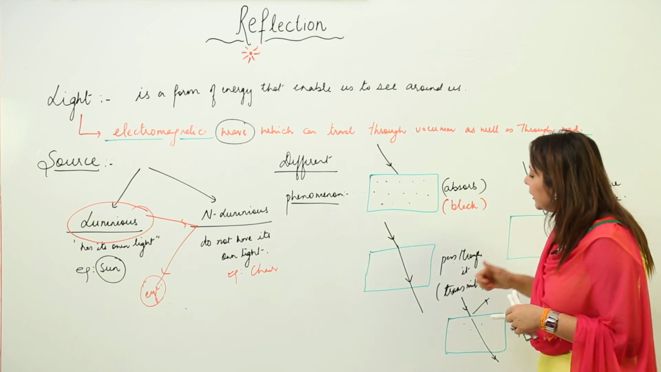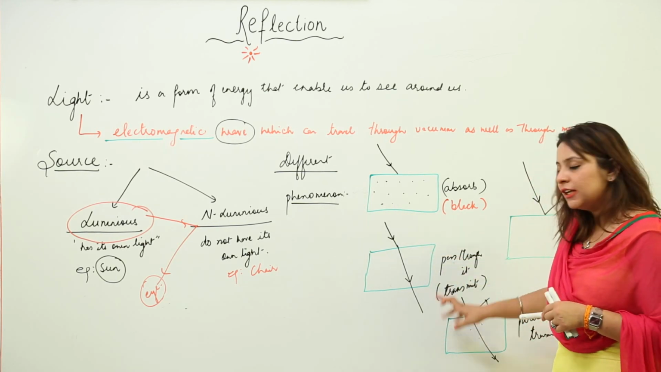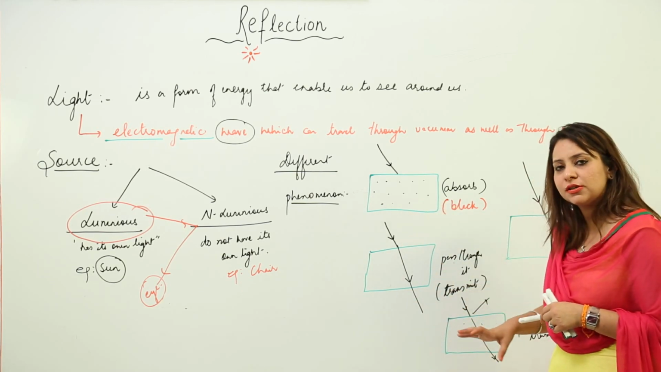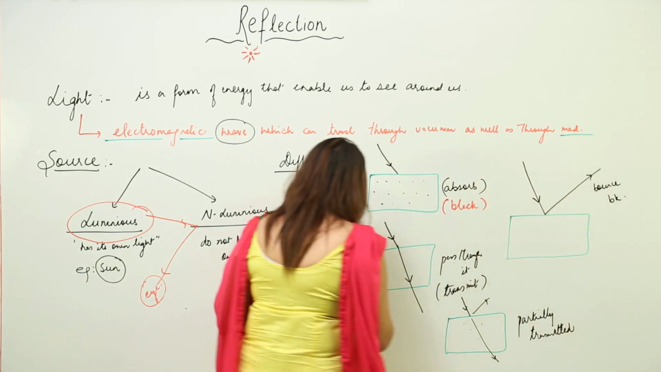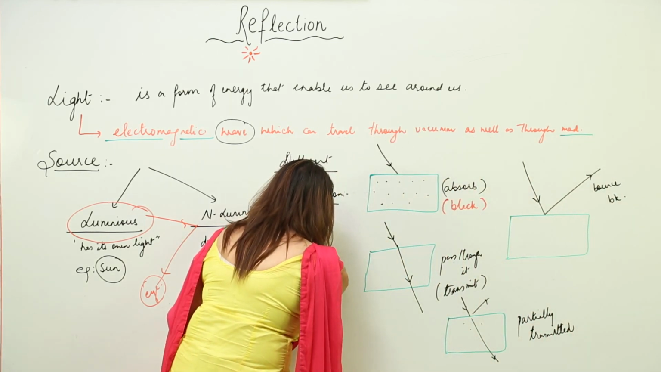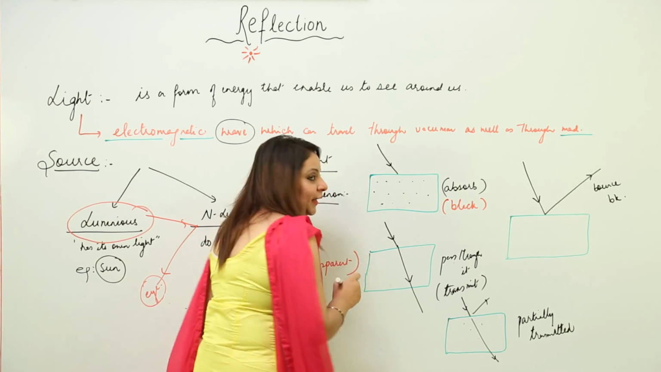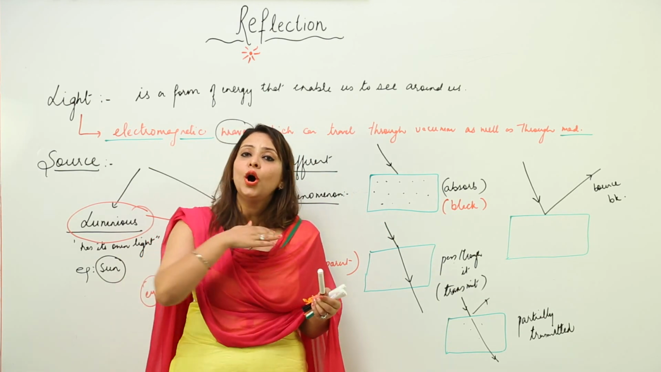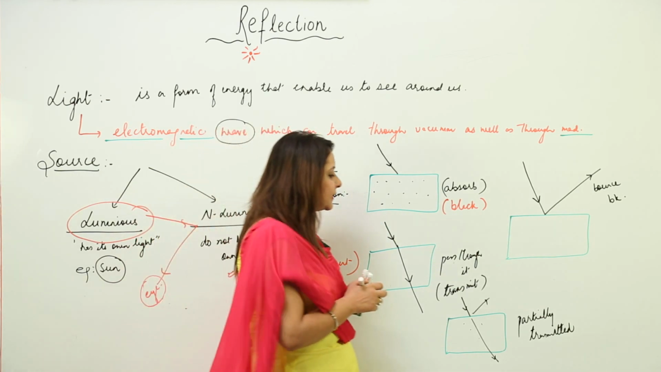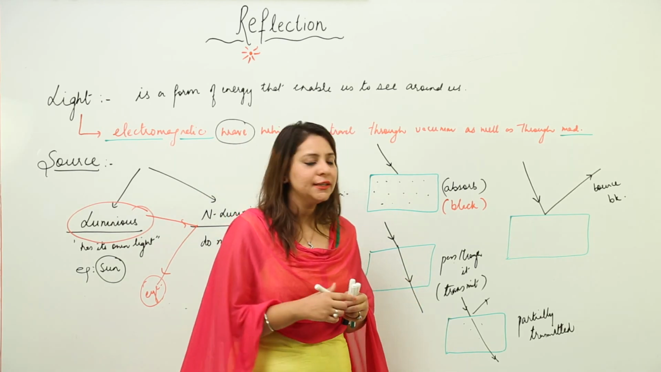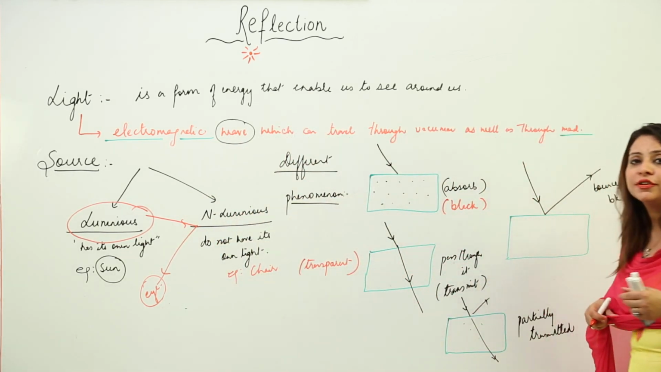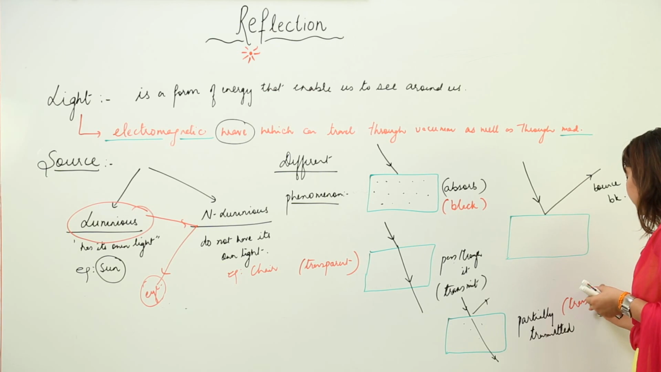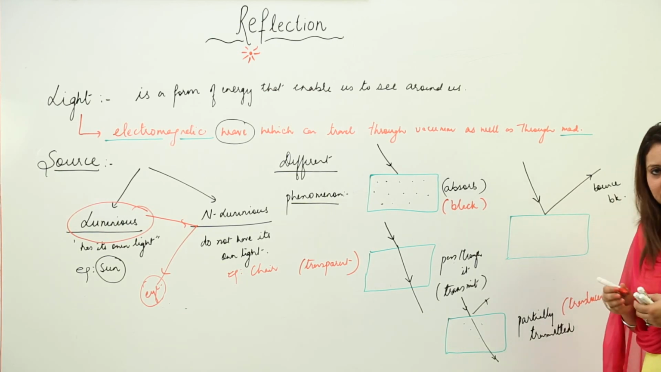And there is a chance that light may pass through a surface, right? A surface which allows complete transmission of light appears transparent. Anything that appears transparent, like glass, is transparent because it allows all light rays to pass through it. And a surface which allows partial transmission appears translucent, right?